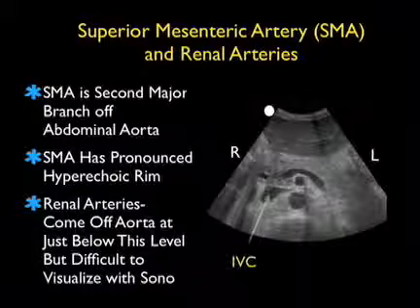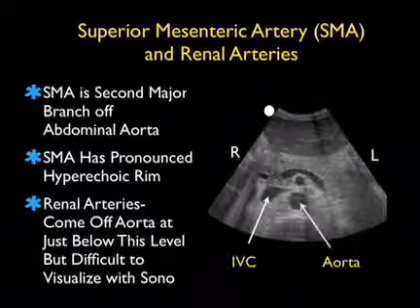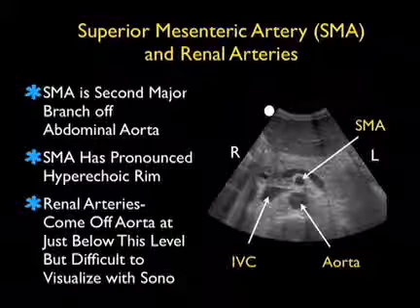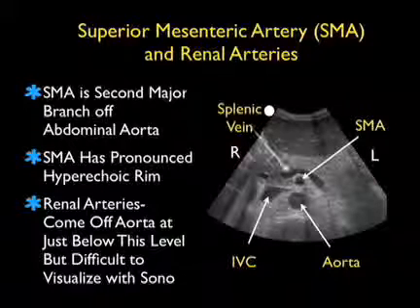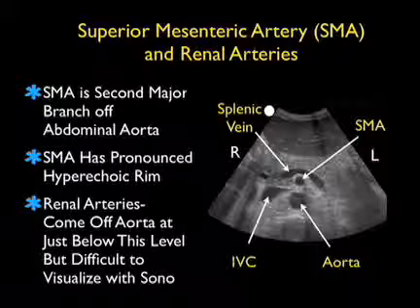Now let's move on to the second major branch of the abdominal aorta, as shown here in the pictorial to the right, which is the superior mesenteric artery. Here we see the aorta and IVC, and notice the superior mesenteric artery just anterior to the aorta with a pronounced bright or hyperechoic rim. We also see the splenic vein arching just anterior to the SMA.